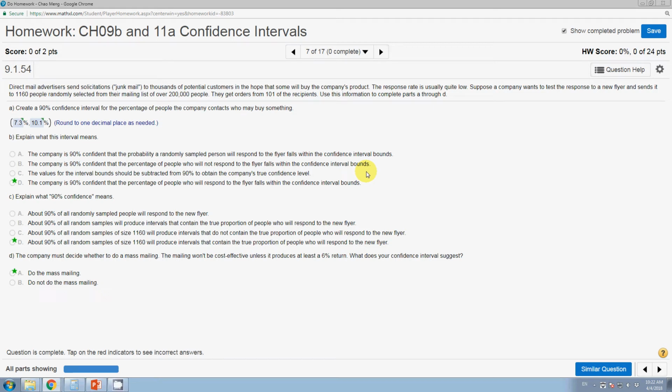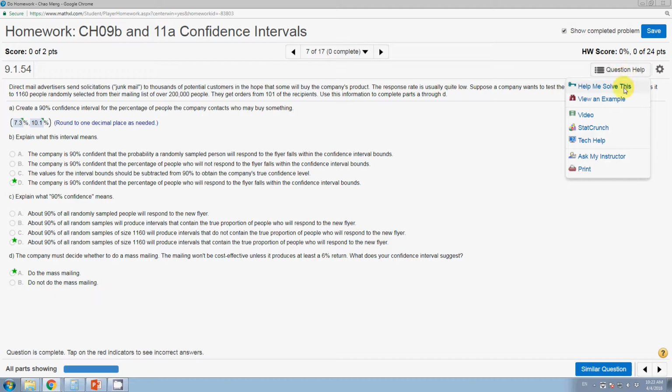Hello class, this is chapter 9b assignment question number 7. In this question we are going to construct a confidence interval for the population proportion. The sample we have is 1160 people. The company sends a new flyer to 1160 people, and 101 out of the sample size place their order. Then they want to construct the confidence interval.